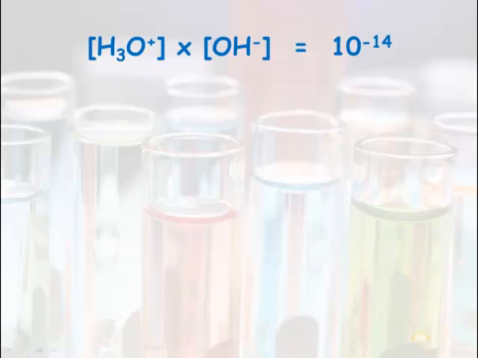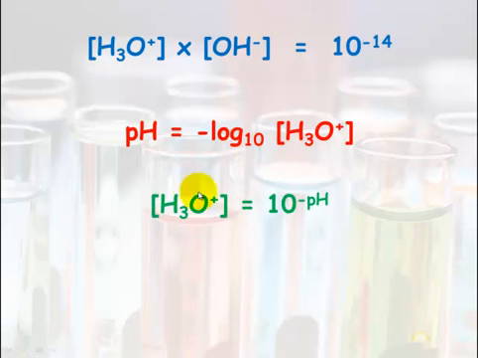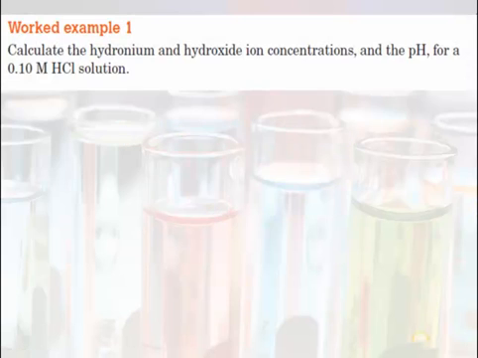Okay, so there's 3 formulas you really need to remember. The first one is this, and this is the concentration of hydronium multiplied by the concentration of hydroxide equals 10 to the negative 14. The second one is that pH equals negative log 10 hydronium concentration, and the third one is that the hydronium concentration is equal to 10 to the negative pH. I'm going to do a couple of examples now for you.